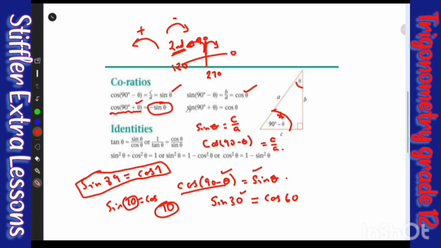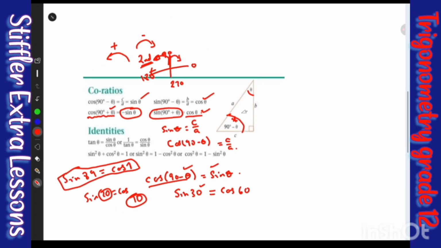And now sine of 90 plus theta, we know that this is in the second quadrant and sine is positive. So this will make cos also positive, irrespective of the fact that cos is negative in the second quadrant. But just because sine of 90 plus theta falls in the second quadrant, it means that our cos will also be positive.